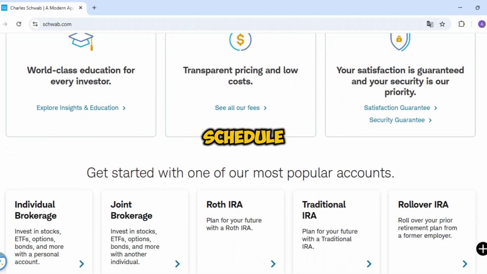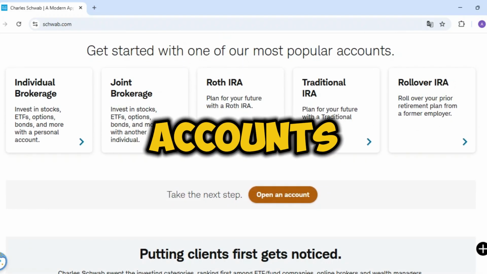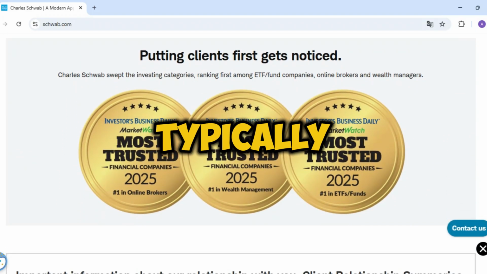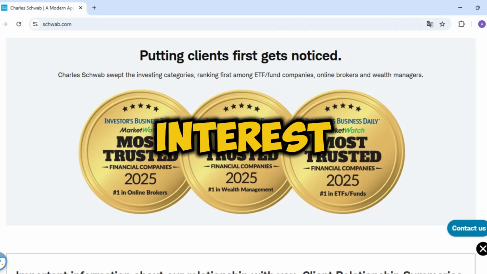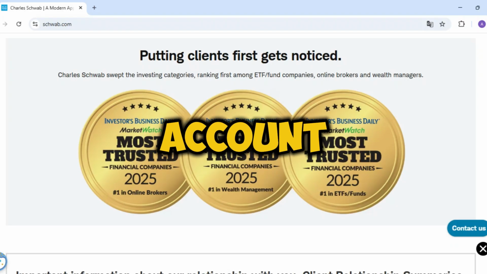You can find the current schedule of margin interest rates on the Schwab website. Navigate to Accounts, greater than, Margin, or search for Margin Rates. The rates are typically benchmark rate plus a spread. The larger your debit balance, the lower the interest rate you may qualify for. These rates are variable and will update on your account statements.